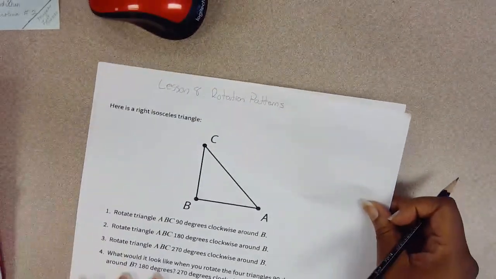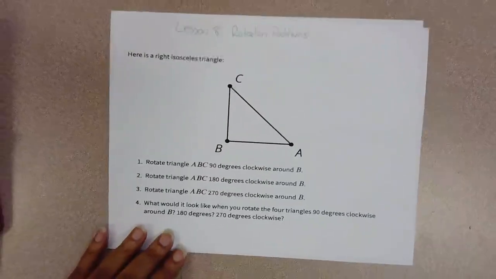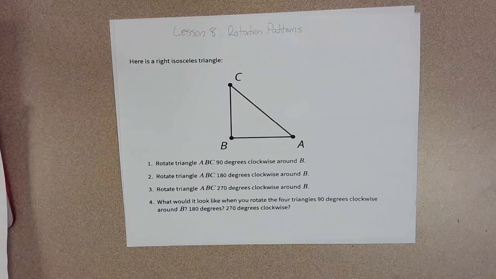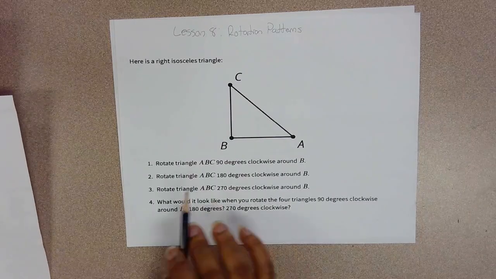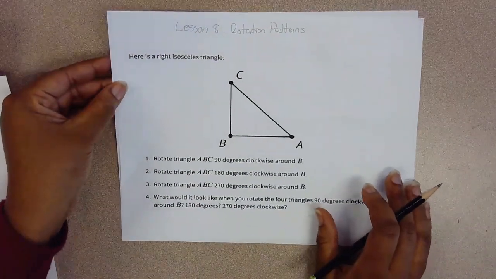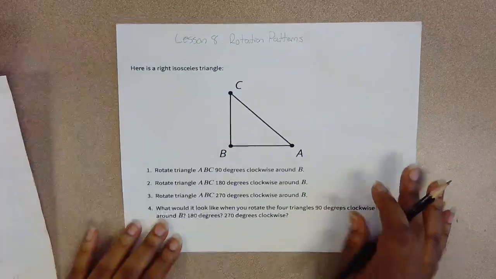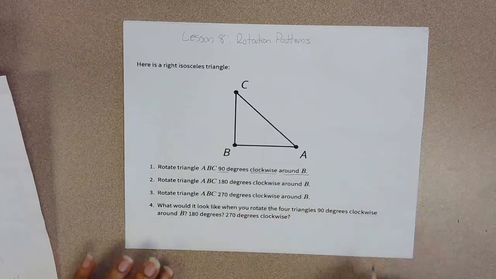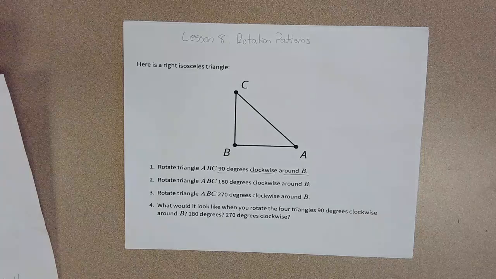So we're going to start off with our warm-up for today. So here's our warm-up. We have here a right isosceles triangle, and we're going to answer questions 1, 2, 3, and 4. I'm going to show you how to do those. Number 1 says to rotate triangle ABC 90 degrees clockwise around point B. So again, remember, we have to know the directions, the degrees, and the center that we're rotating around.